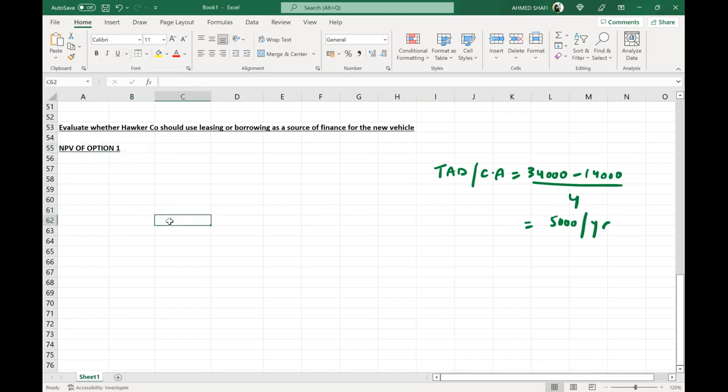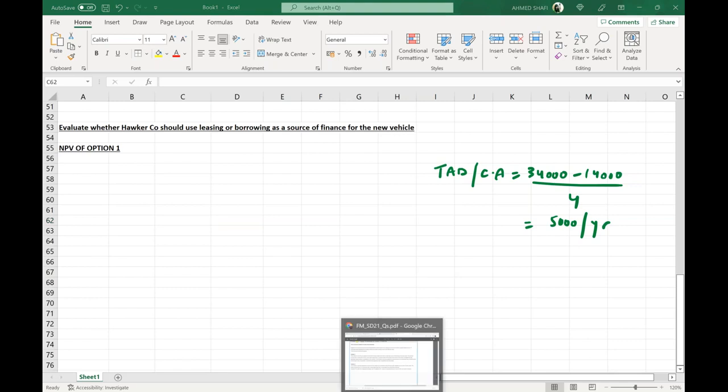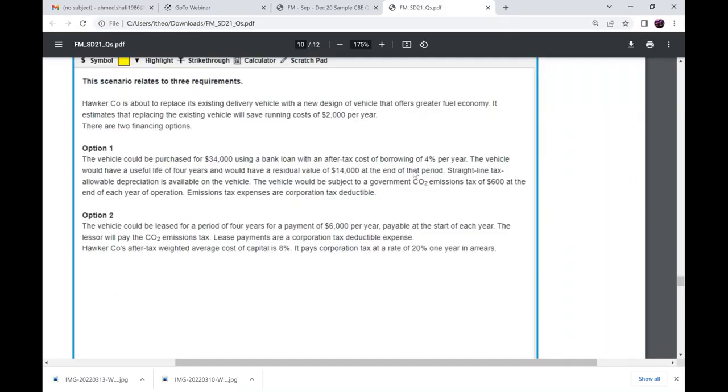So let's find the NPV of option one. Pay attention. Now, what is option one? The vehicle could be purchased for 34,000 using a bank loan with an after-tax cost of borrowing of 4%. The vehicle would have a useful life of 4 years and a scrap value of 14,000. Tax allowable depreciation, which is capital allowances, is available, and there is the emission tax of 600.